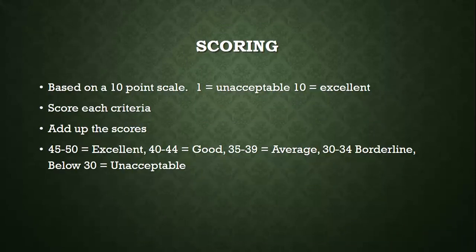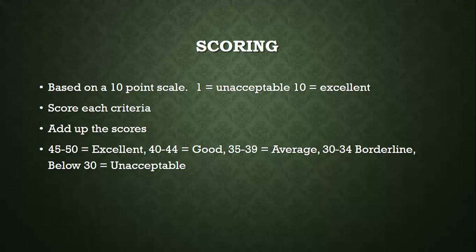Now that you know the criteria, you will give each criteria a score from 1 to 10. A score of 1 means that the information is not reliable. A score of 10 is excellent. When you are finished evaluating each criteria, add up the scores you have given.